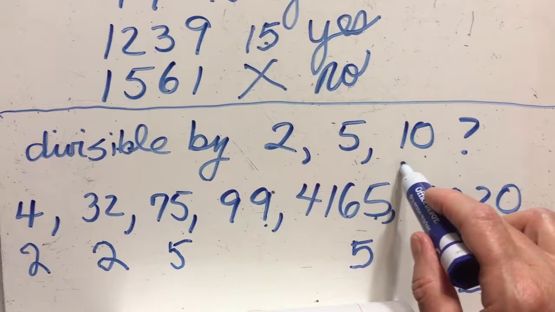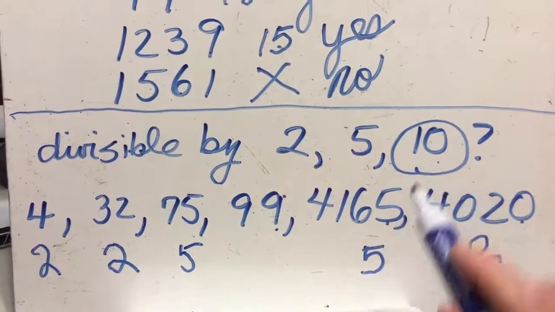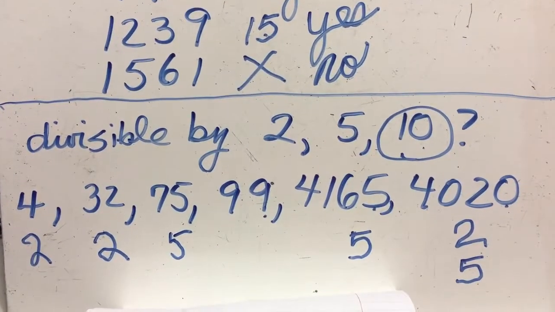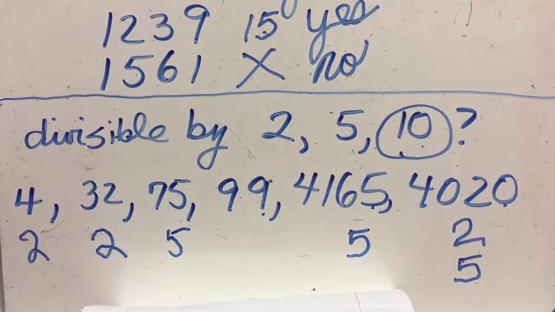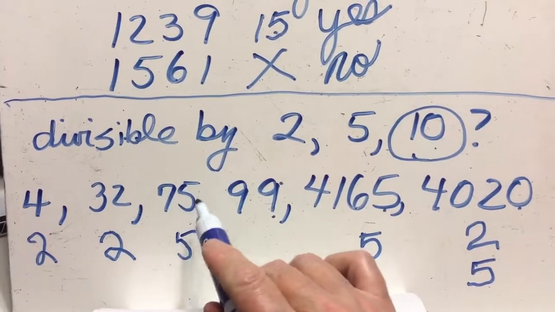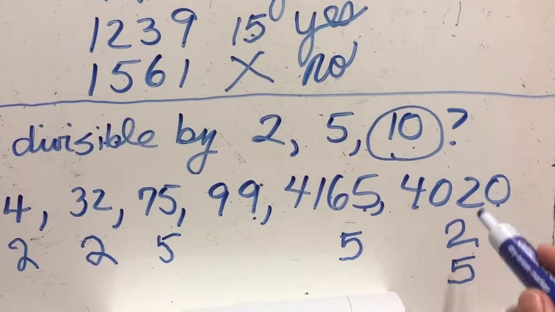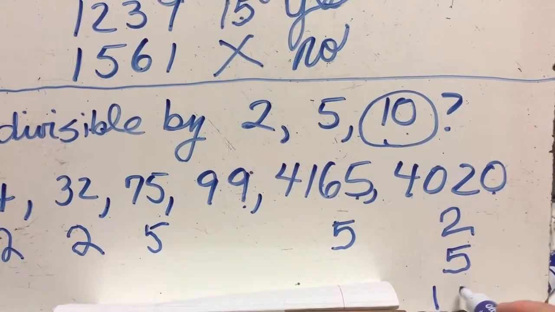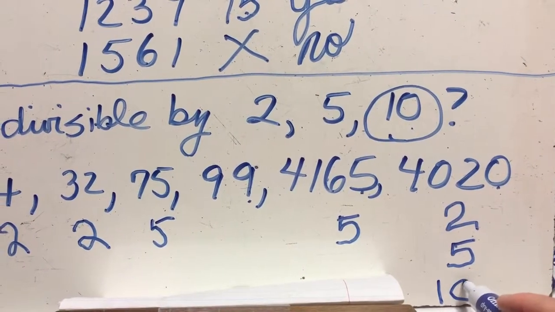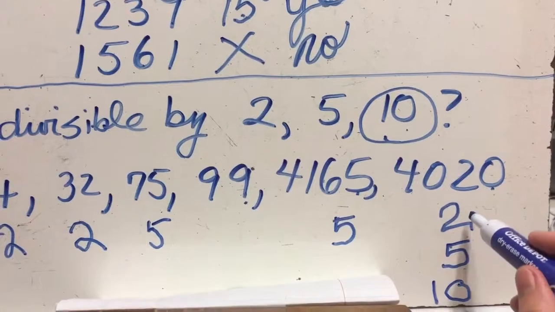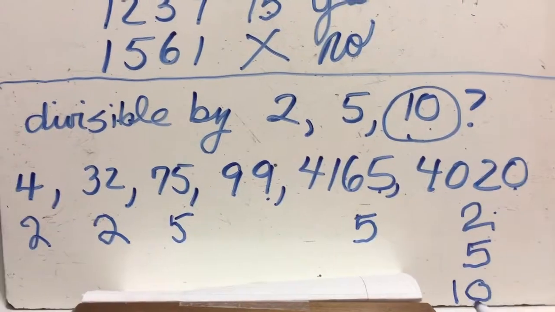Lastly, we're looking at the 10. The 10 has only one number on the end that's going to work for it. It has to be a 0. So no, no, no, no, no, yes. This one right here is also divisible by 10. So 4,020 was divisible by 2, 5, and 10.